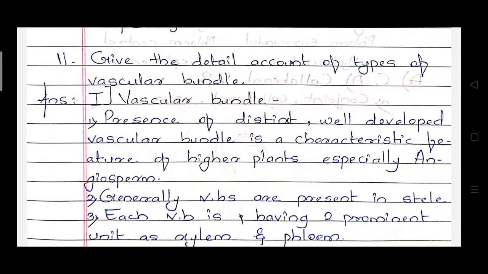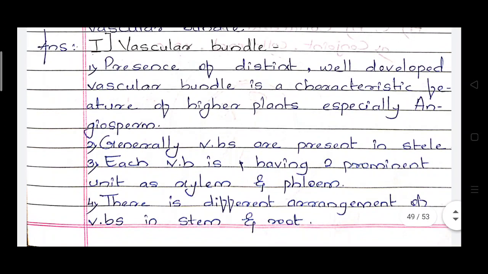Hello students, today we discuss the next part in your syllabus, that is the types of vascular bundle. As you know, well developed and distinct vascular bundles are the characteristic of the higher plants, especially the angiospermic plants, that means the flowering plants. Generally, vascular bundles are present in the stele.